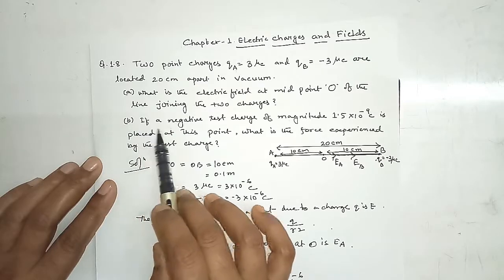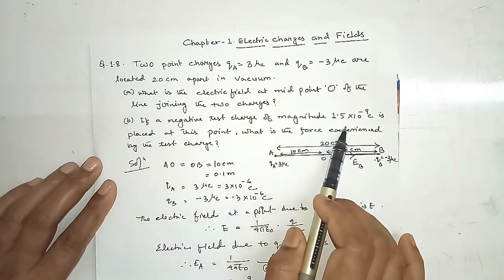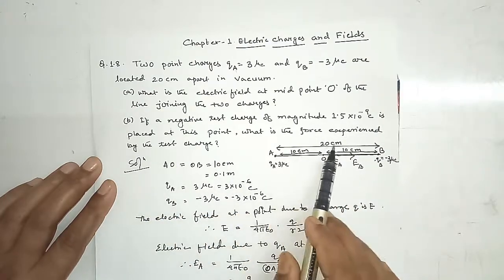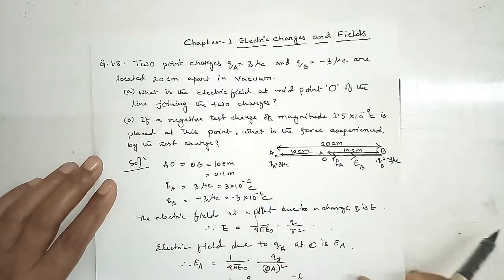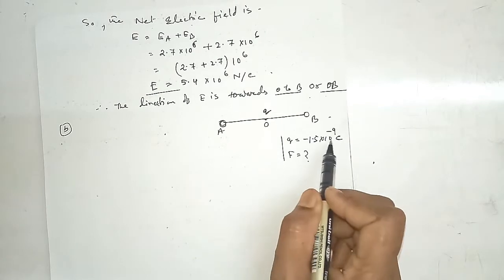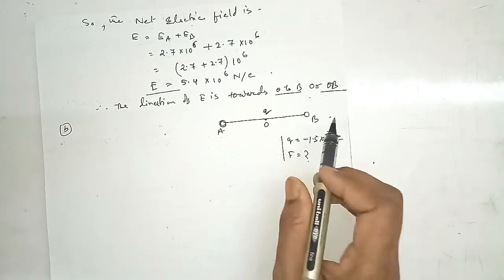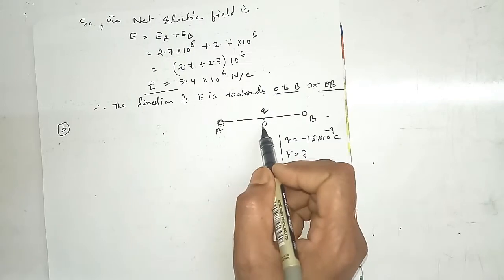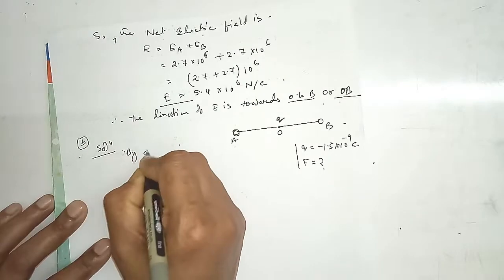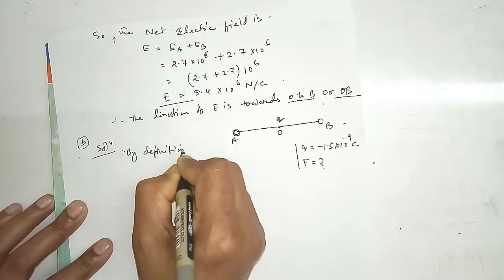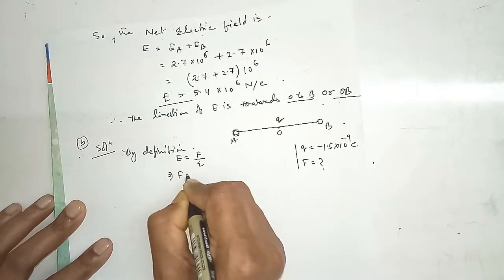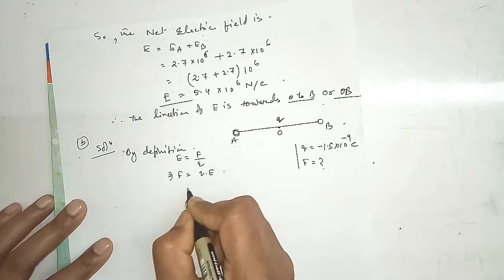So the next question is, if a negative test charge of magnitude 1.5 into 10 to the power minus 9 coulomb is placed at this point, what is the force experienced by this test charge? If we put a negative test charge, that is minus 1.5 into 10 to the power minus 9 Coulomb, then we have to find the force experienced by the test charge. By definition, E equal to F by Q. So therefore F equal to Q into E.